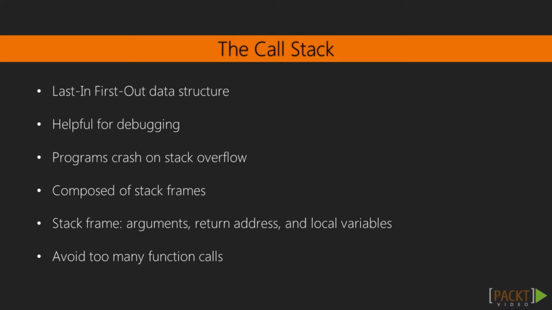The call stack is composed of stack frames. The stack frame which is at the top of the call stack is the one which is currently executing. The stack frame usually contains the following items: arguments, parameters passed to the function, return address back to the caller, and local variables of the function. In high-level programming languages, the specifics of the call stack are often hidden. It is still worth knowing how it works to avoid issues like making too many function calls.